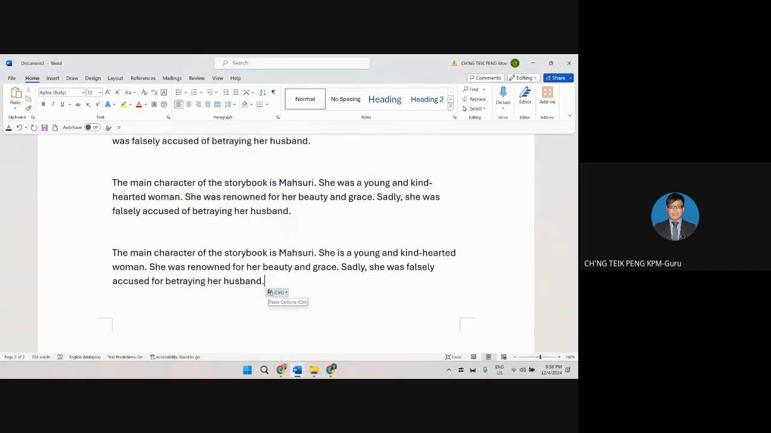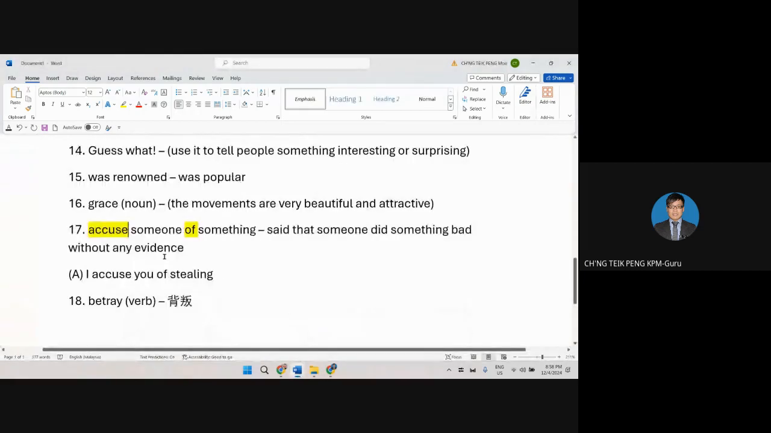The main character, okay. So Kai Yuan, normally when we are writing a story, we have to use past tense. So use was, okay? She was renowned for her beauty and grace. She was falsely accused for betraying her husband. Now, this is wrong collocation. After accused, we have to use of. Okay, so I have jotted down for you, yeah? And then let me show you.